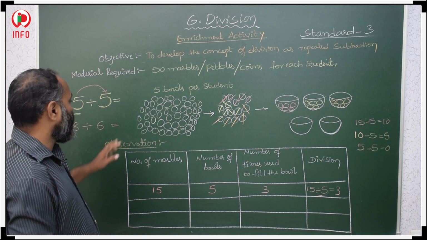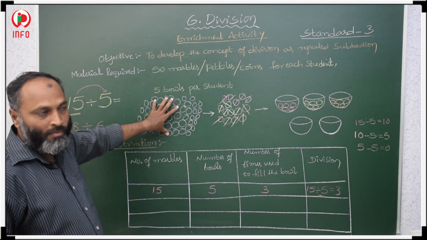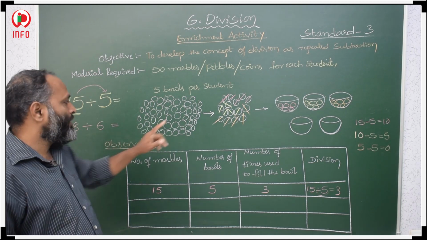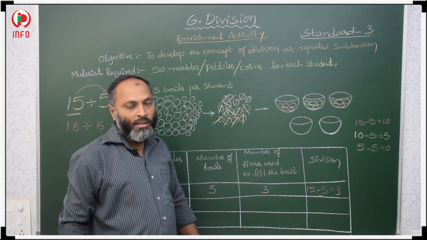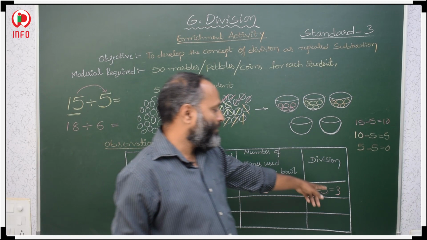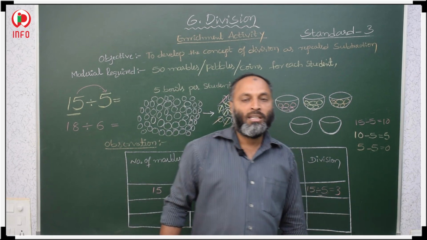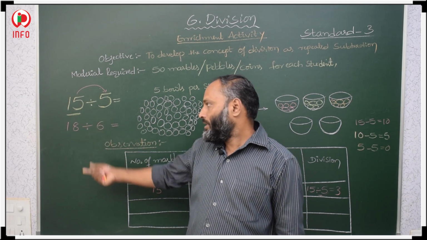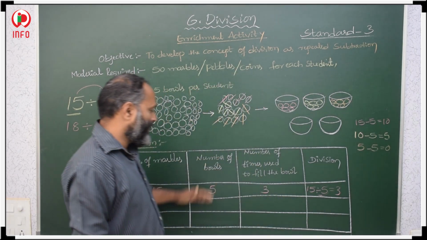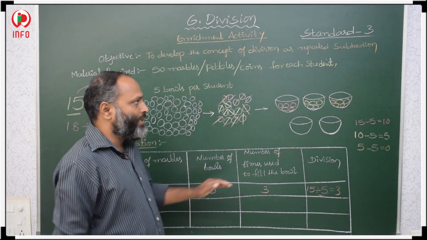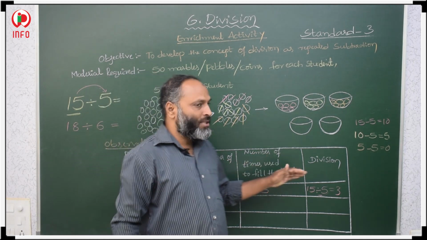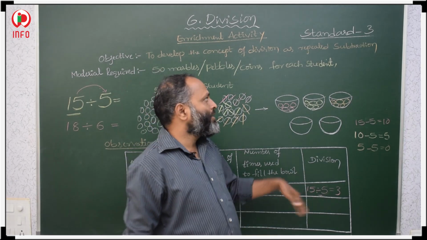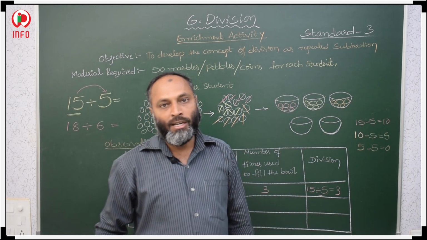Now in this case you have to take 18 marbles. How many marbles do you have to take? 18 marbles, and in each ball you have to keep 6 marbles. Then how many balls can we fill, that you have to write. So you prepare more questions like this and complete your chart. So this is the concept. From this you can know the division, how to divide using repeated subtraction.